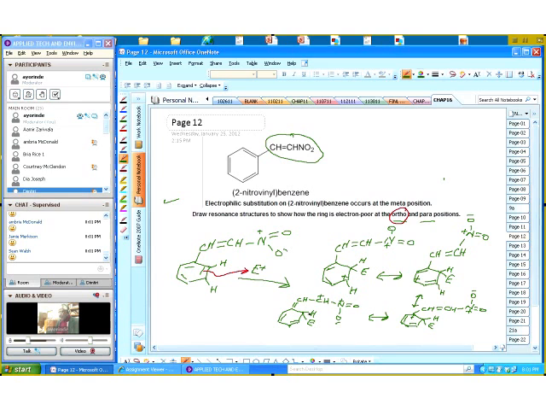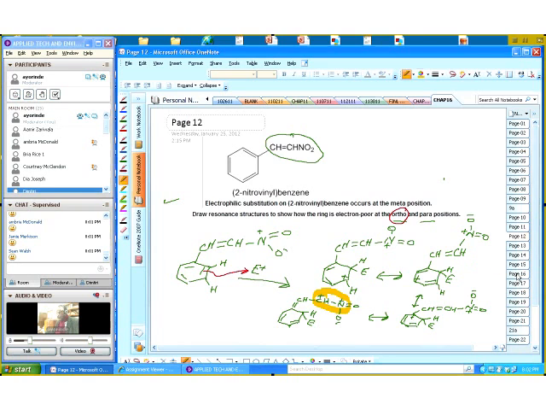So anyway, the point here is, when an incoming group goes to the ortho or para position, you obtain a very destabilized intermediate carbocation. But if you go to the meta position, when you go home, try to write this so that you put the incoming group in the meta position, just here. Then you will find that you will not get a destabilizing resonance structure, just as we have here. In this case, you have two positive charges next to each other. That is not good. Okay?